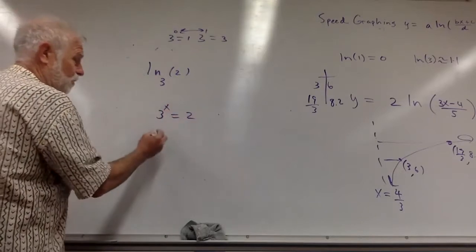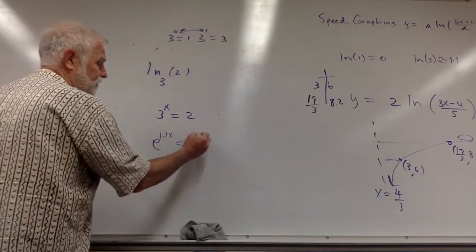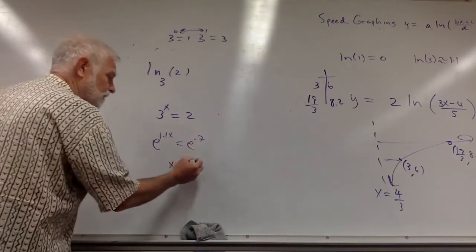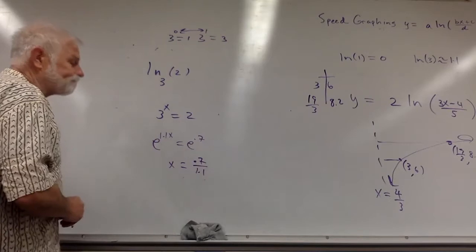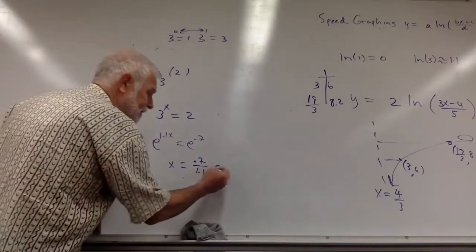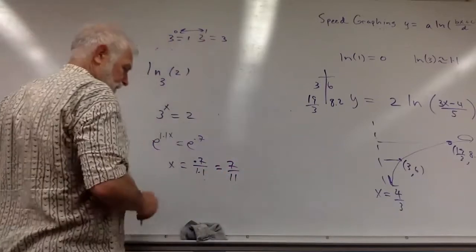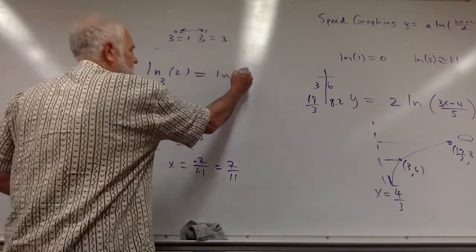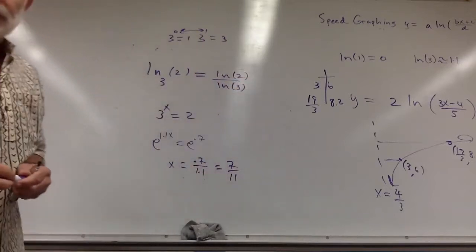Not the same base, but we can make it e to the 1.1x equals e to the 0.7. Sure looks like x is approximately 0.7 divided by 1.1. Let's multiply everything by 10. Oh, 7 over 11. Yeah, that does seem to be an exponent. Oh, that's right, this is the same as the ln of 2 over the ln of 3. That's the change of base formula again.